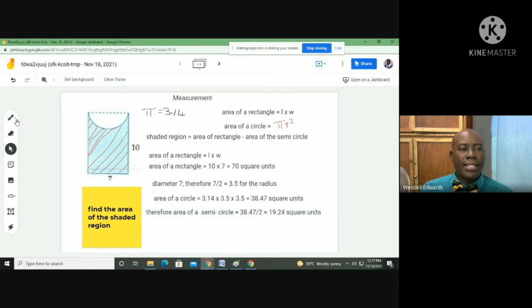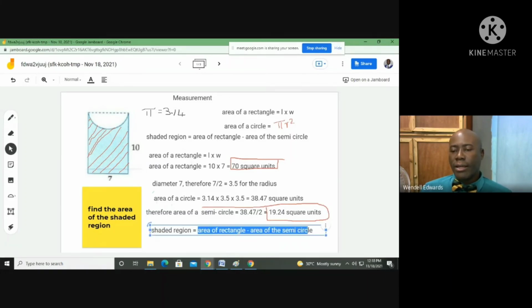So we're going to put it together now. Now this is how things are. We found the area of the rectangle long ago, it's 70. Then we found the area of the semicircle, which is 19.24. So we're talking about 70 minus 19.24. Tell me if everybody agrees with that working out. 50.76.